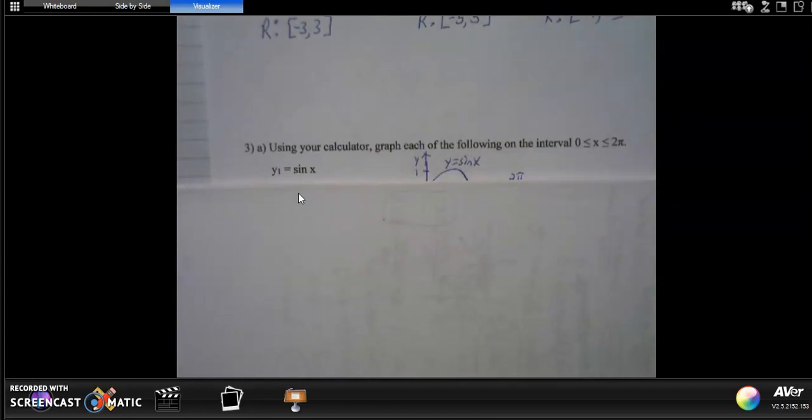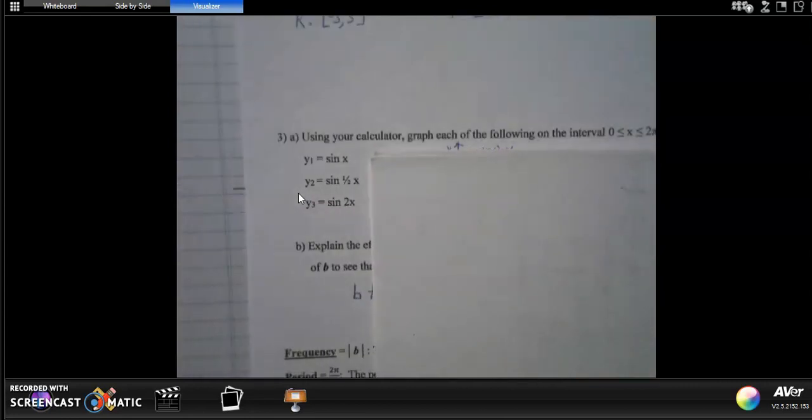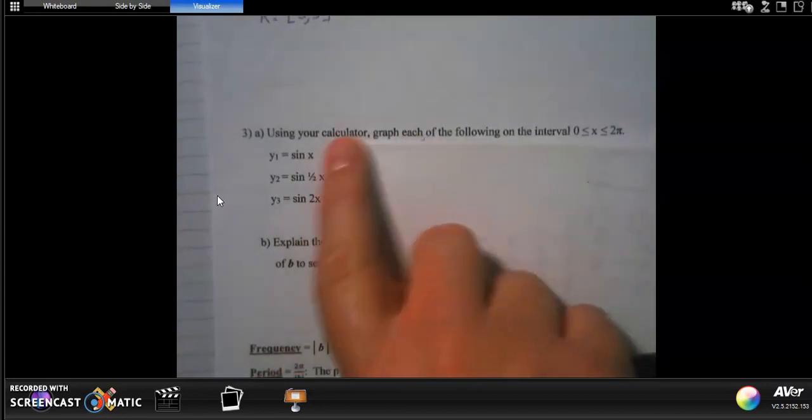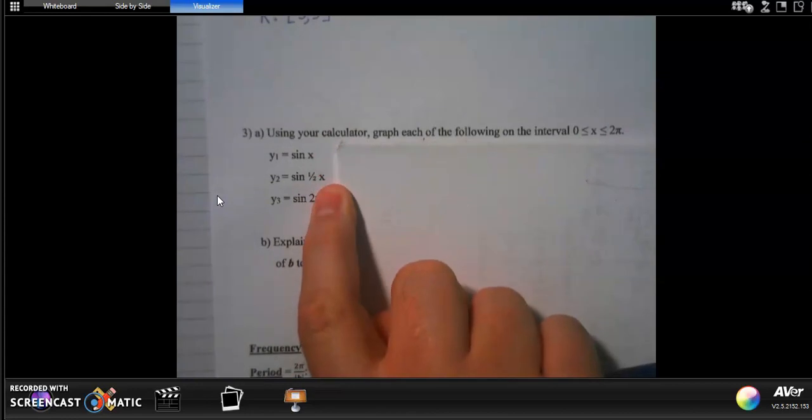Okay, so the next thing, using our calculator, we're going to graph each of the following from 0 to 2 pi. So we're going to graph sine of x, sine of 1/2 x, and sine of 2x. And this is, again, just building off the transformations of trig functions. And we'll see what happens when we graph sine of x and then sine of 1/2 x, and then we'll look at sine of x and sine of 2x. So we'll do those separately.